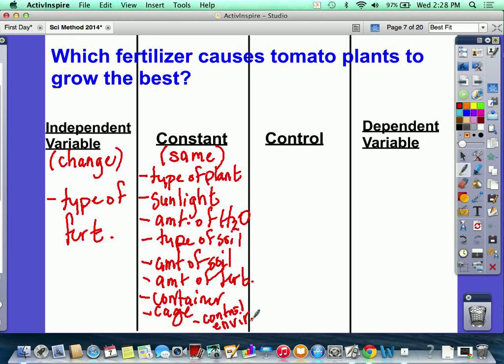All right, well, I think we've come up with a good list of things that we need to keep constant. But here's the question. Why do we need to keep all of these things the same if we are changing the type of fertilizer? Why? Would you talk about that with your group for a minute? Why do we need to do that?